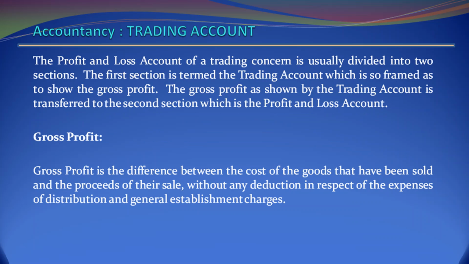The profit and loss account of a trading concern is usually divided into two sections. The first section is termed the trading account, which is so framed as to show the gross profit. The gross profit as shown by the trading account is transferred to the second section, which is the profit and loss account. Gross profit is the difference between the cost of the goods that have been sold and the proceeds of their sale, without any deduction in respect of the expenses of distribution and general administrative and establishment charges.